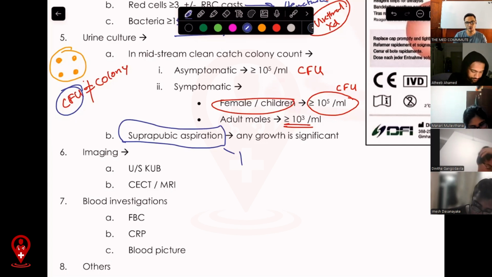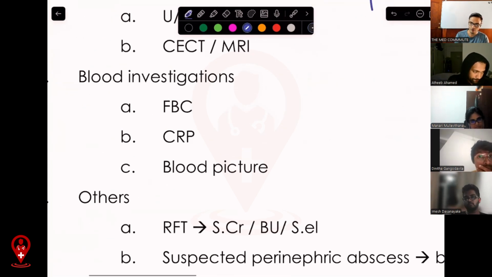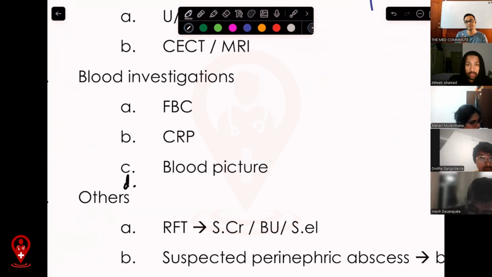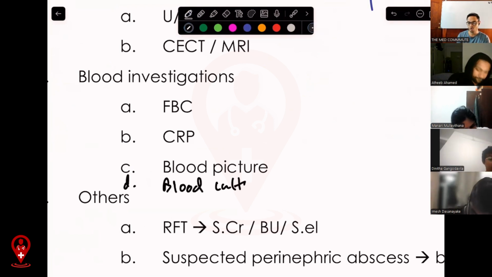Then, guys, the next thing I want you all to know: blood investigations. Yes, we do this for all the patients coming in with urinary tract symptoms. Whole blood count, we can check the CRP, and we can check the blood picture. One important thing, guys, I want you to write down here, put D: in some patients, we do a blood culture. When do we do this blood culture? Especially in pediatrics, sometimes we do a blood culture.